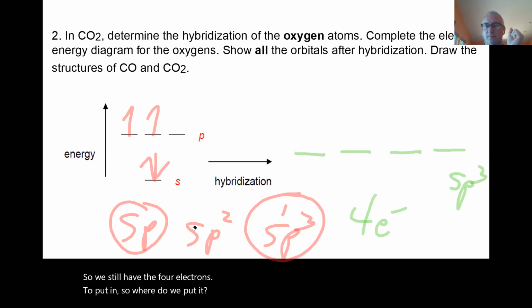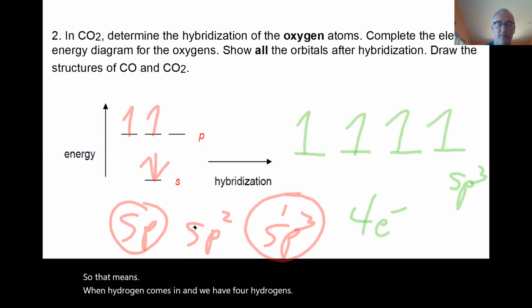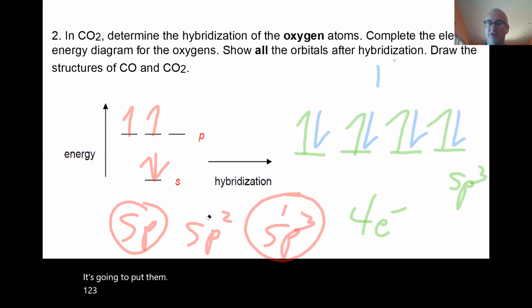Just 1, 2, 3, 4, all up. Yeah, all the way along. 1, 2, 3, 4. So that means when hydrogen comes in, and we have 4 hydrogens, each having 1 electron, it's going to put them 1, 2, 3, 4. Those are going to be the hydrogen electrons from the 4 hydrogens.